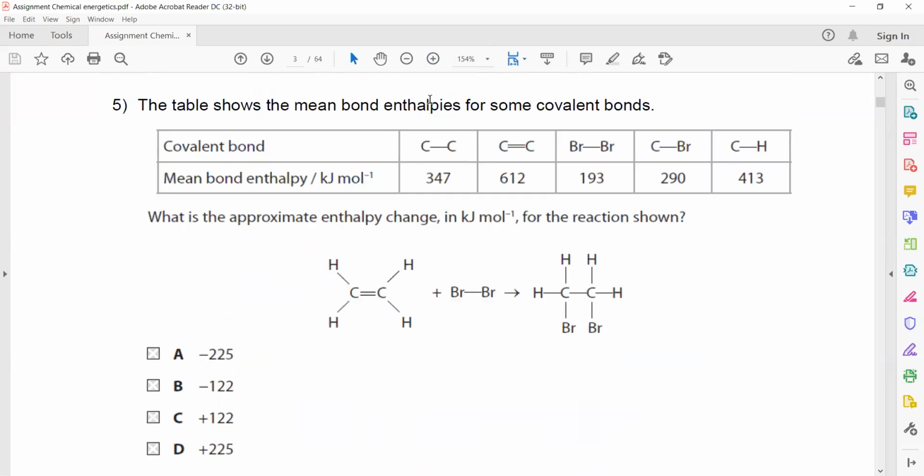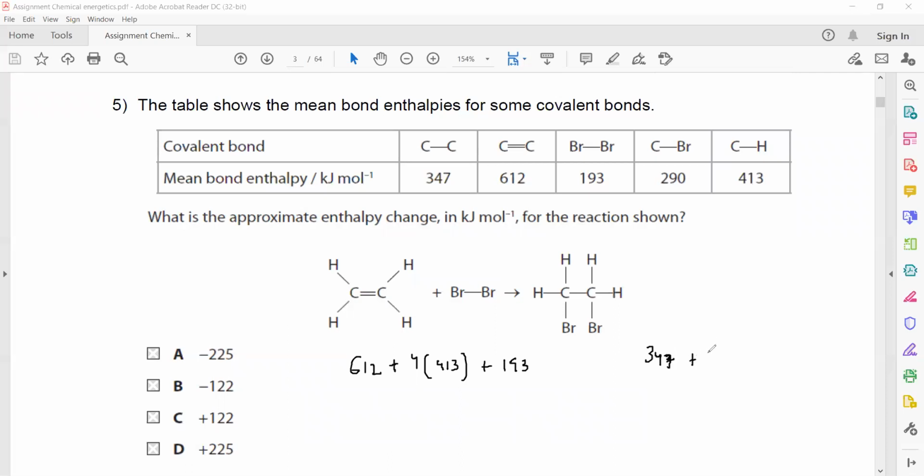The table shows the mean bond enthalpy for some covalent substances. What is the approximate enthalpy change in kilojoule per mole? So basically the bond breaking energy minus bond forming energy equals the energy change. So in bond breaking, we are breaking the carbon-carbon double bond, 612. We are breaking C-H bonds, 1, 2, 3, 4. So 4 multiplied by C-H, that is 413. And we are breaking the bromine-bromine bond, 193.